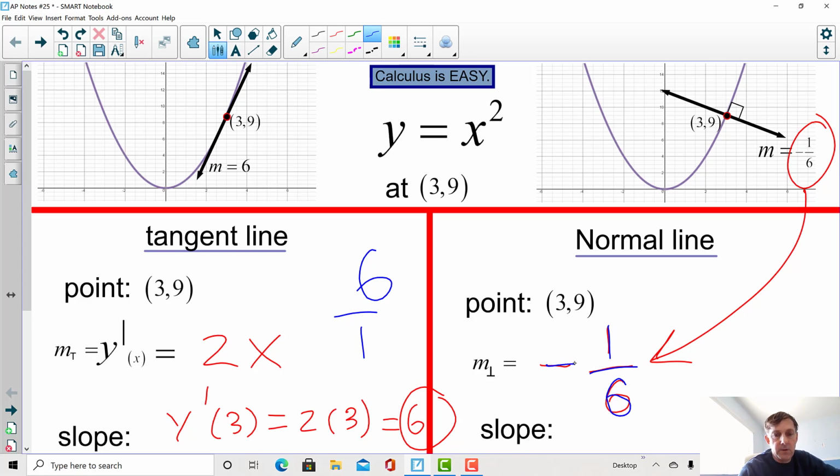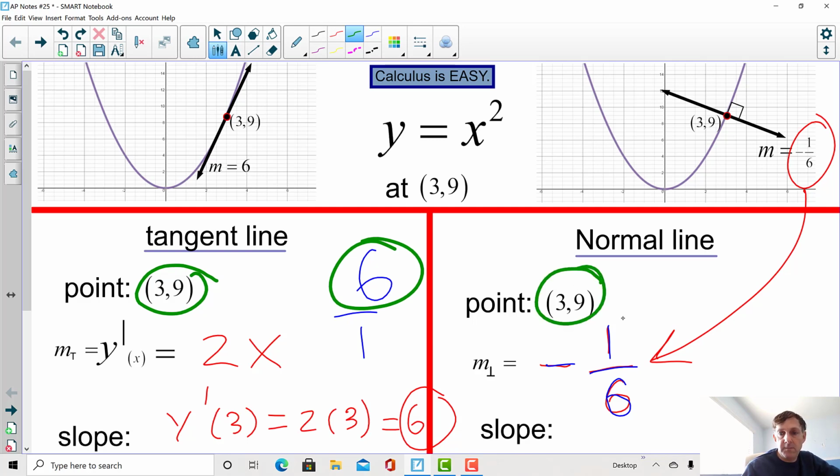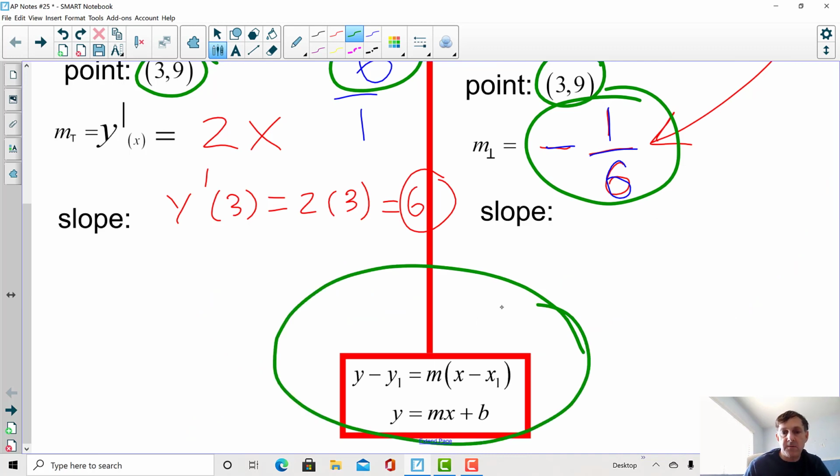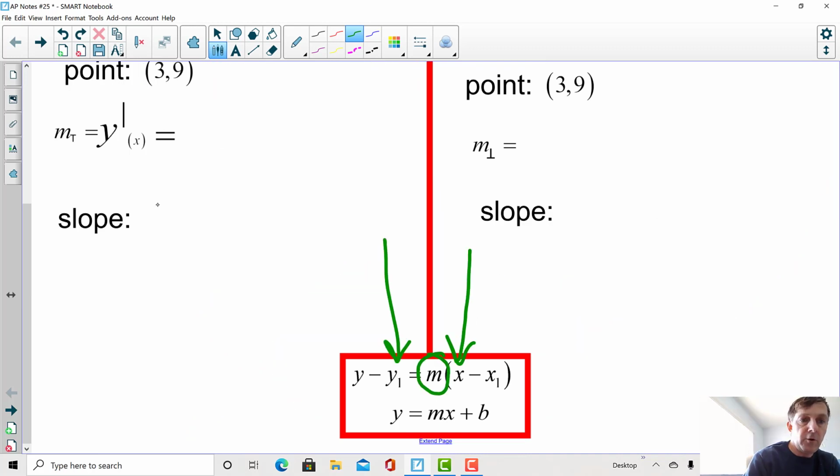Typically what they're going to ask us to do is find the equation of these lines. Equation of a line, you need a point and you need a slope. And for both of these, we have the point and we have the slope. Okay, for equation of a line, you can see right here, right in the middle. Remember the slope was 6, and this slope was negative 1 over 6. So let's do the equation of a line.